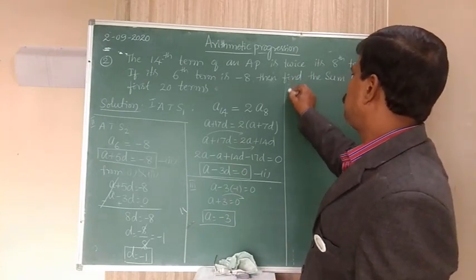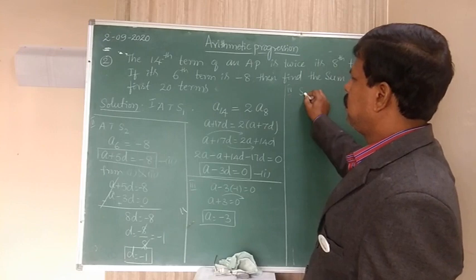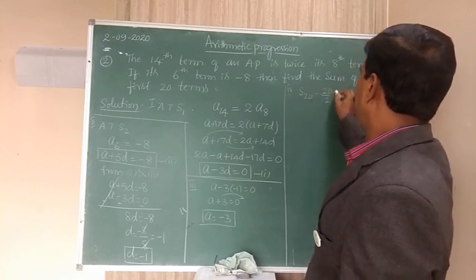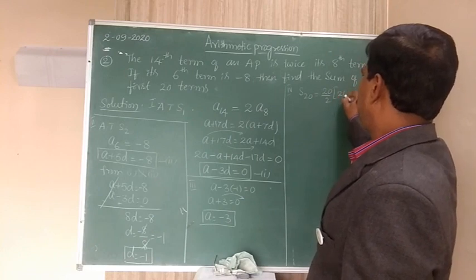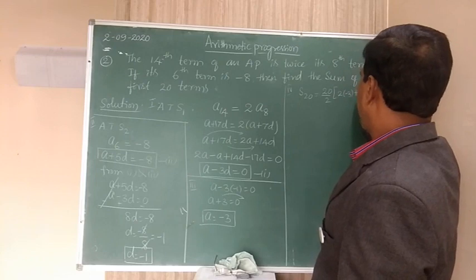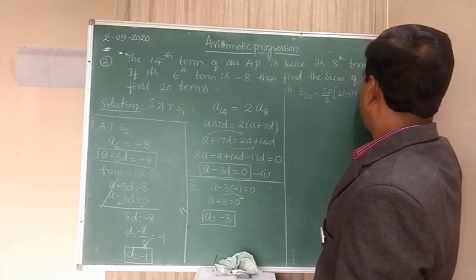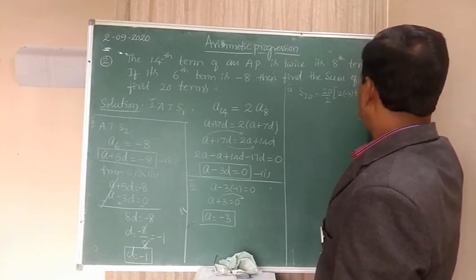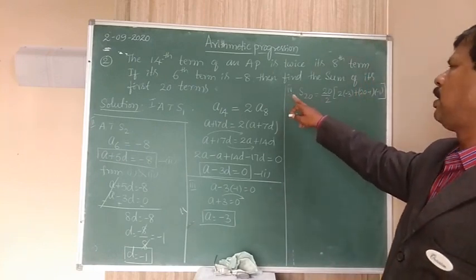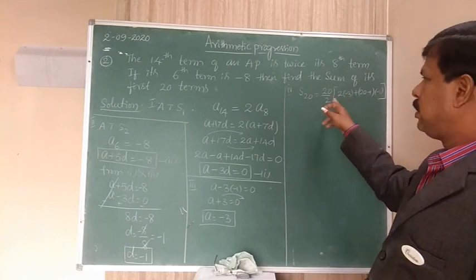Then in the fourth step, S20 is equal to 20 by 2 into 2 into a value is minus 3 plus n value is 20 minus 1, d value is minus 1. Note that I have not written the formula, directly I am substituting the values.